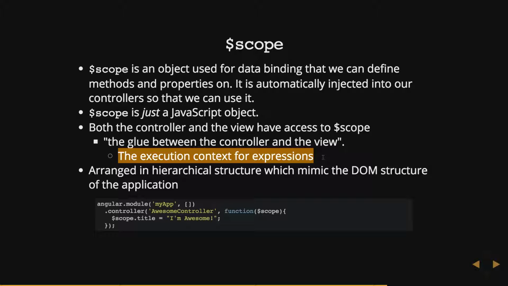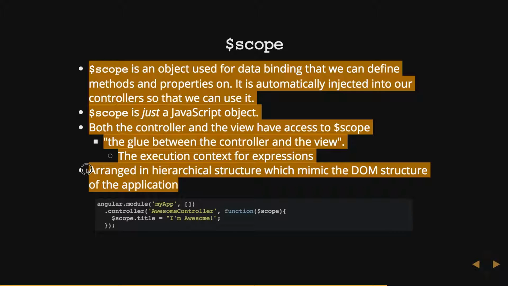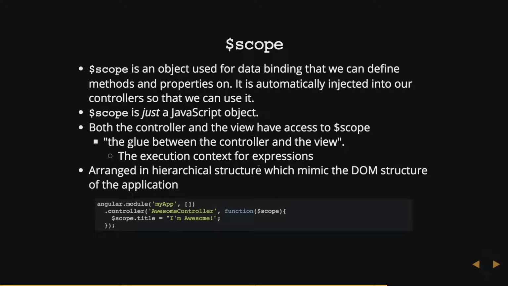So when it's looking for those properties, those things you're accessing inside of that code, it looks at the scope to see if it has those properties. So scope is really behind the scenes of everything you see in the view. And it's arranged in a hierarchical structure, which mimics the DOM structure of an application. I'll go to the docs for this. They have a really cool diagram, and a really interesting thing you can do with CSS classes to actually visualize the scopes on your page.